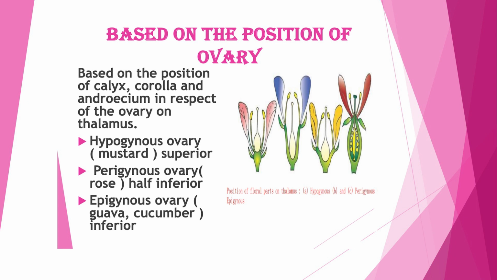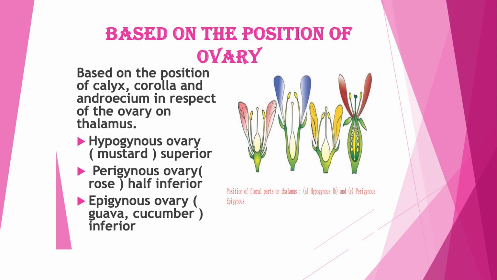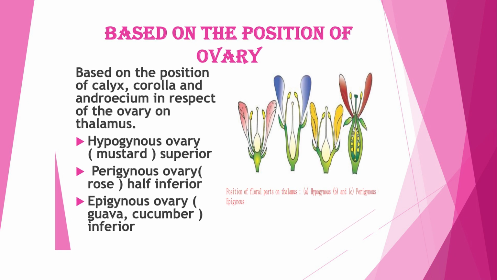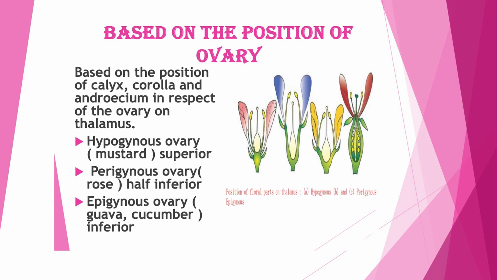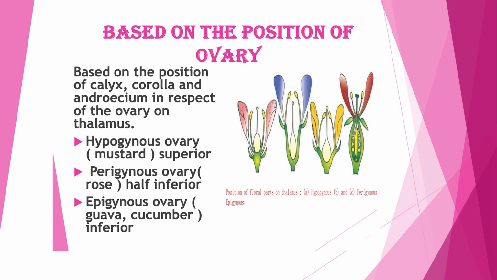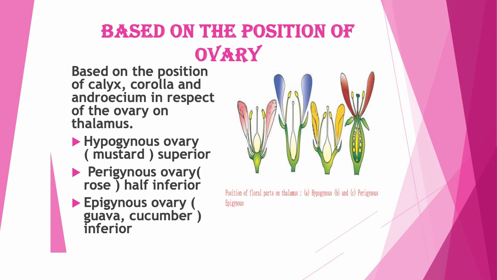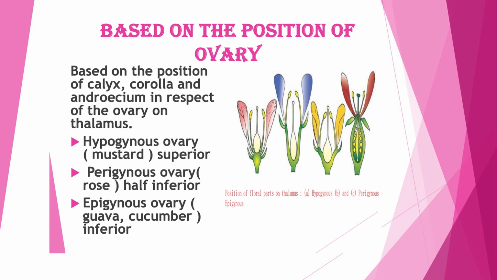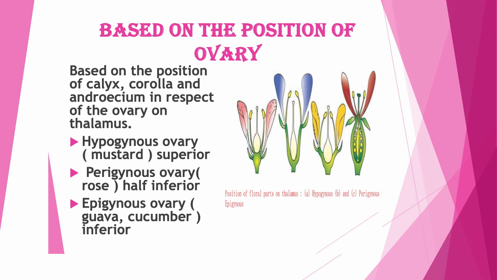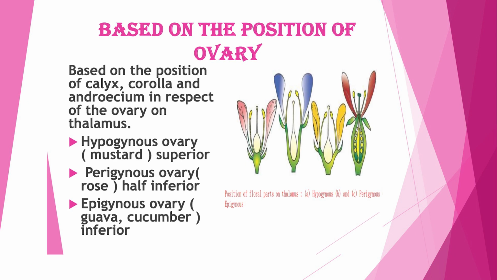Perigynous ovary. If gynoecium is situated in the center and other parts of flowers are located on the rim of the thalamus, almost at the same level, it is called perigynous. The ovary here is said to be half inferior. For example, plums, roses and peach.